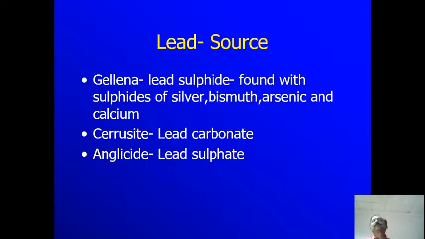Lead you can get from galena, cerussite, and anglesite. Galena is lead sulfide, found with sulfides of silver, bismuth, arsenic, and calcium. Cerussite is lead carbonate, and anglesite is lead sulfate.